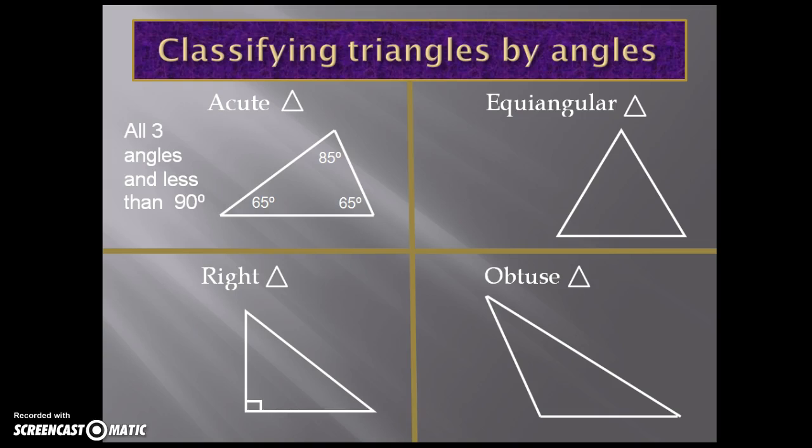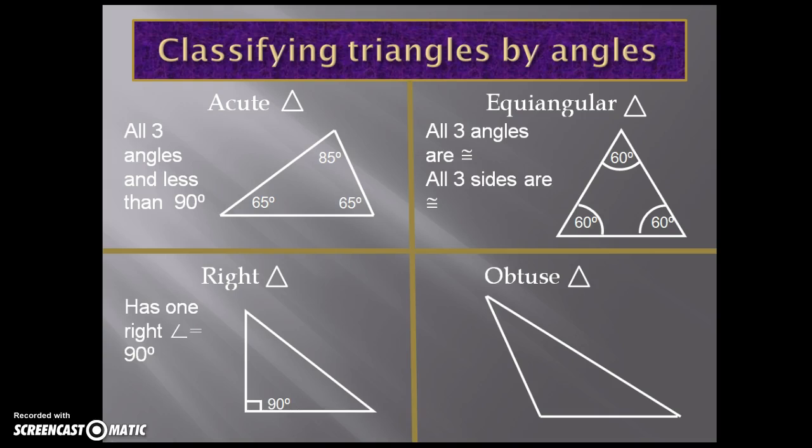Starting with the acute triangle, all 3 angles are less than 90 degrees. So as you see up here, here are our 3 angles. Not one of them is greater than 90 degrees. Next, we have an equiangular triangle, or an equal angular triangle. This is just like an equilateral triangle. So all 3 angles are congruent and all 3 sides are congruent. Hence we have the angles marked. And we could have also marked the sides on this one.